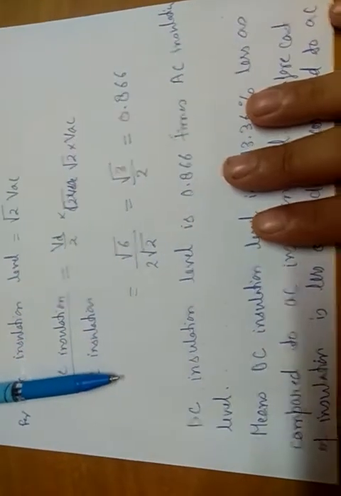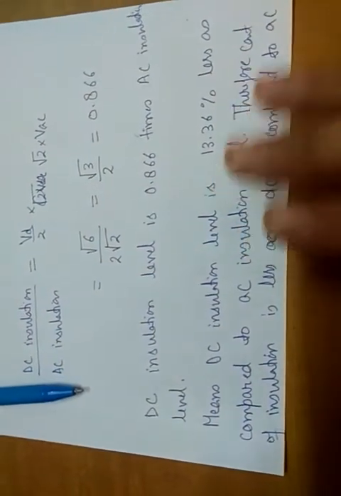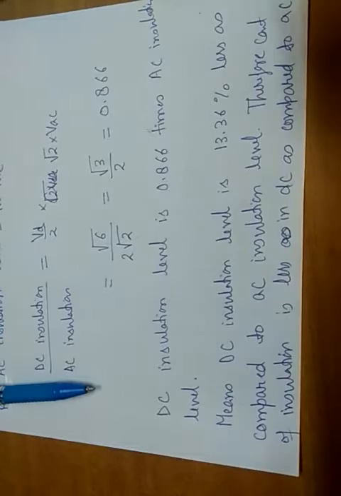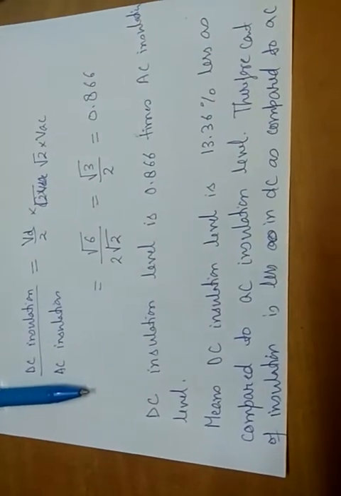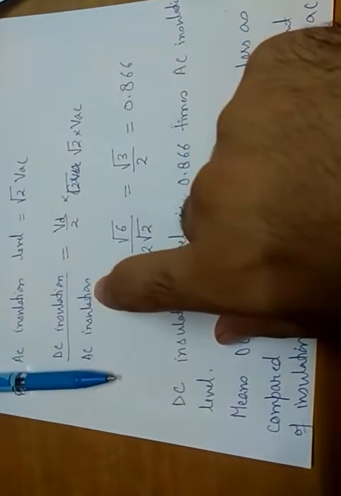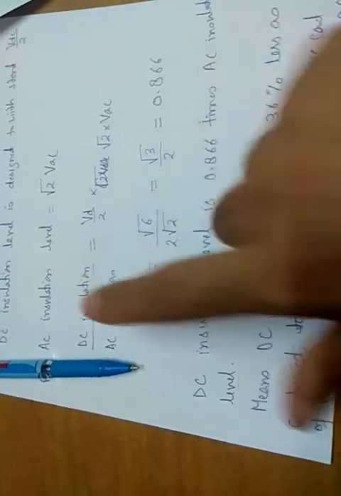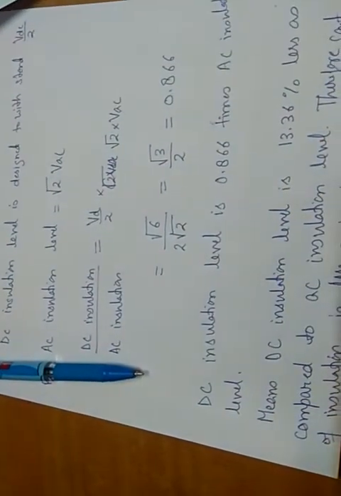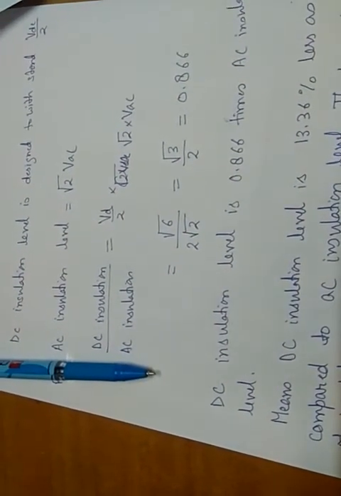So this is the one comparison I am showing you here. In the next class we will do 2 more comparisons. So this is based on the insulation level. We are saying in the case of DC, less insulation is required. So the more the insulation, the more the cost.